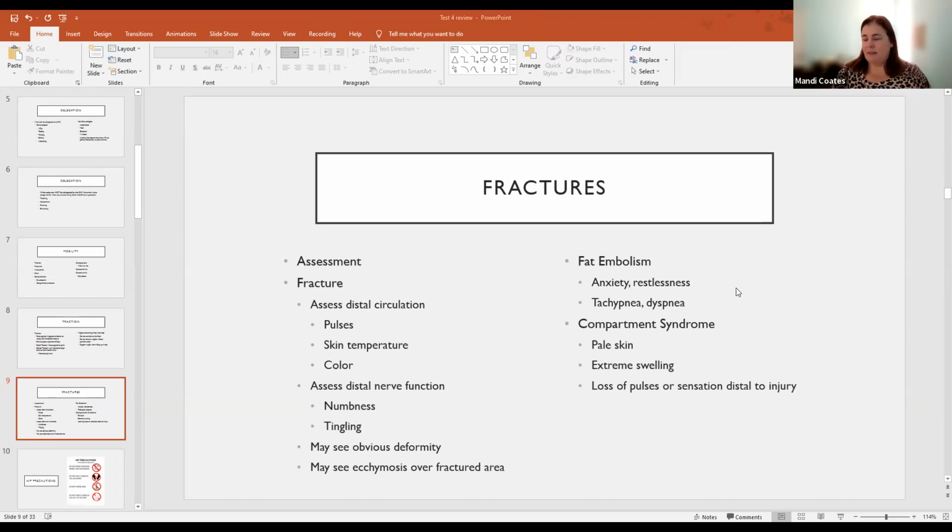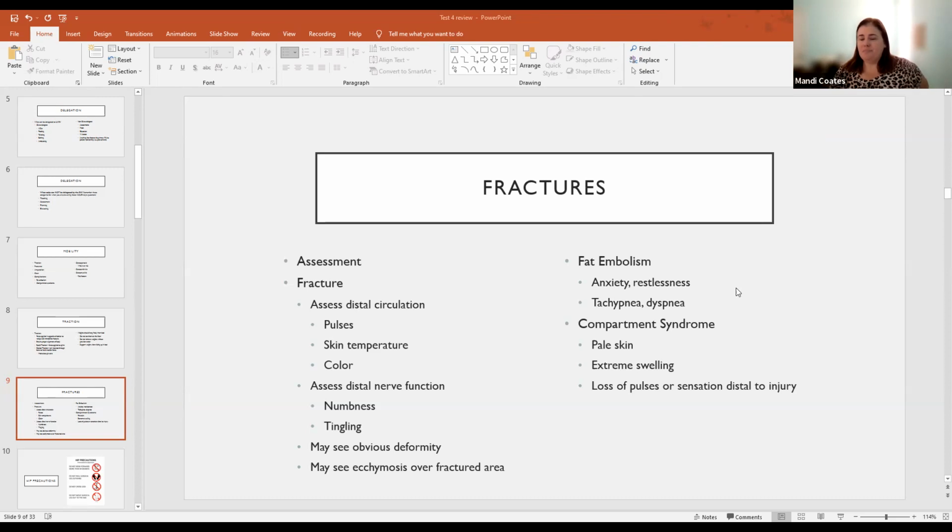Some things you may hear from the patient, distal to the fracture, they may be feeling some numbness or tingling. Of course, with fractures, you can see there's going to be bruising, and there may be some deformity too. And complications from fractures, know these complications, signs and symptoms to look for, and how to treat them.